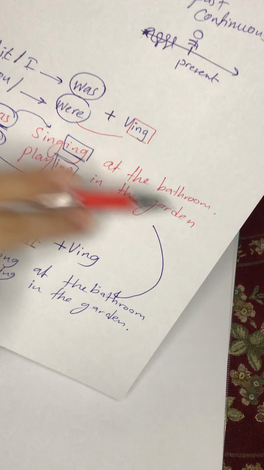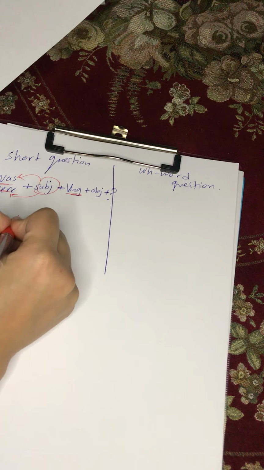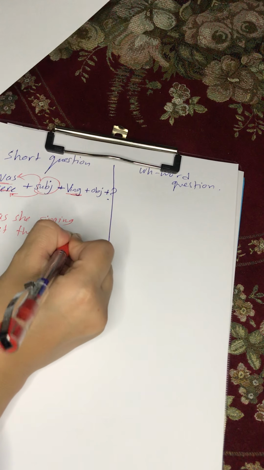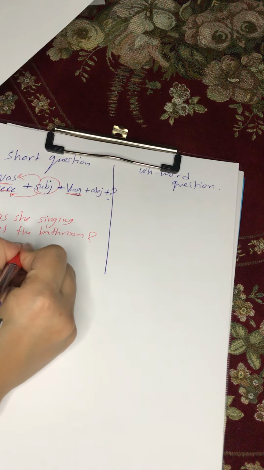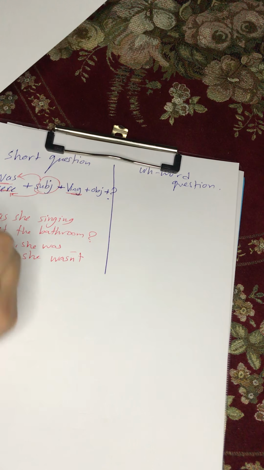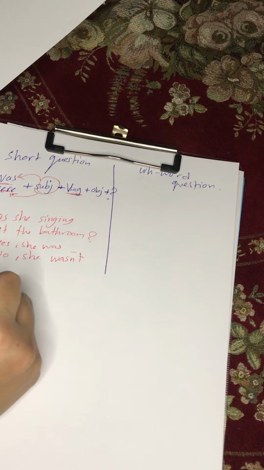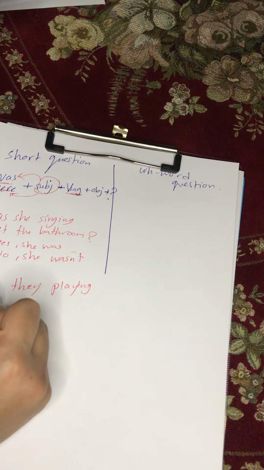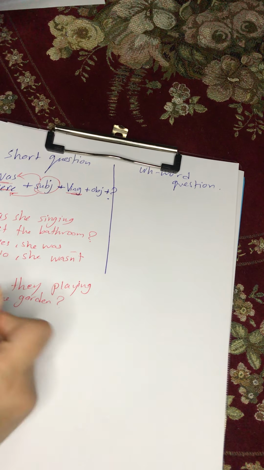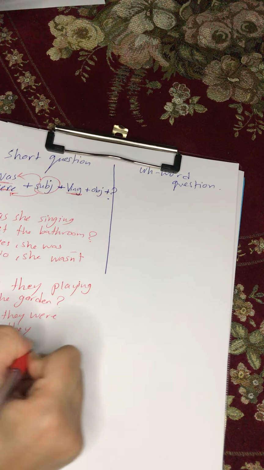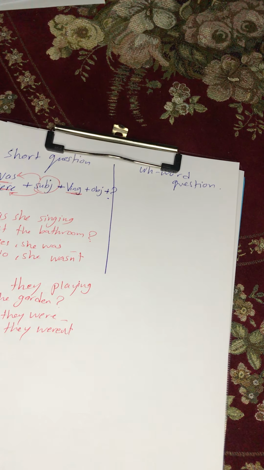If we want to ask about these two sentences, I mean she was singing at the bathroom, we will ask was she singing at the bathroom? We can say yes, she was, or no, she wasn't. Okay, this is with was. Let's see with were. Were they playing in the garden or at the garden? Both of them are acceptable. Okay, we have to say yes, they were, no, they were not. These are the two options for the answer.